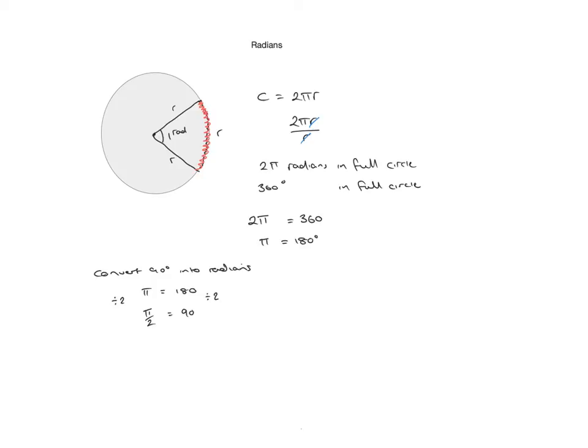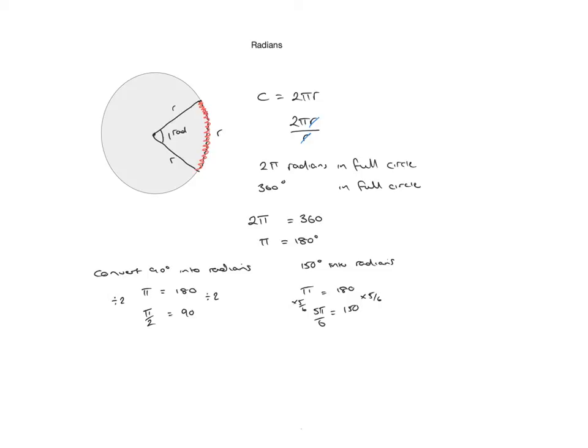Let's have a look at another one. Let's have a look at maybe 150. So let's put 150 degrees into radians. Okay. So if I do that again, I write down pi is equal to 180. But I don't want 180, I want 150. So how do I get from 180 to 150? I multiply by 5 over 6 on the right-hand side, so I must multiply by 5 over 6 on the left-hand side, and that will give me 5 pi over 6.